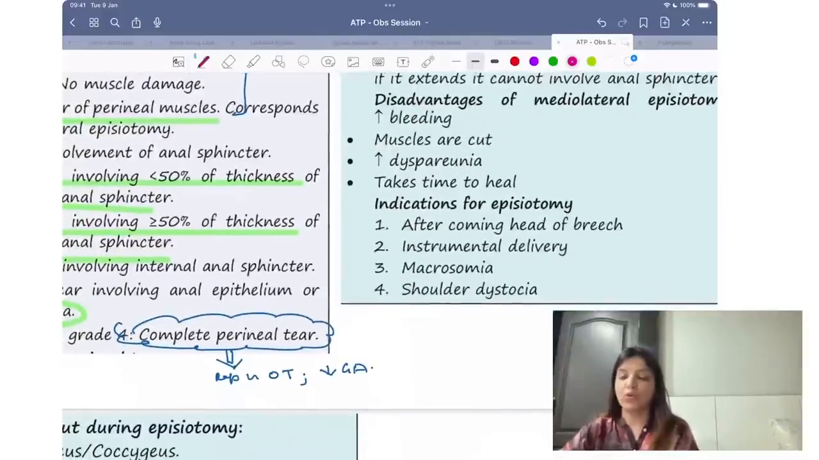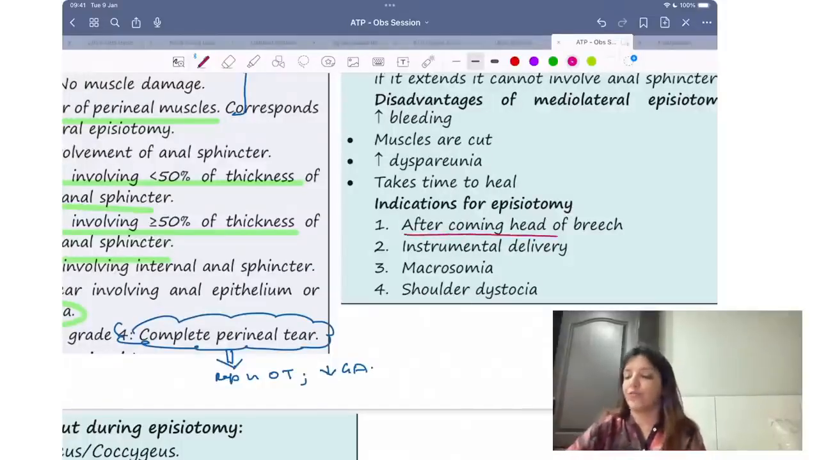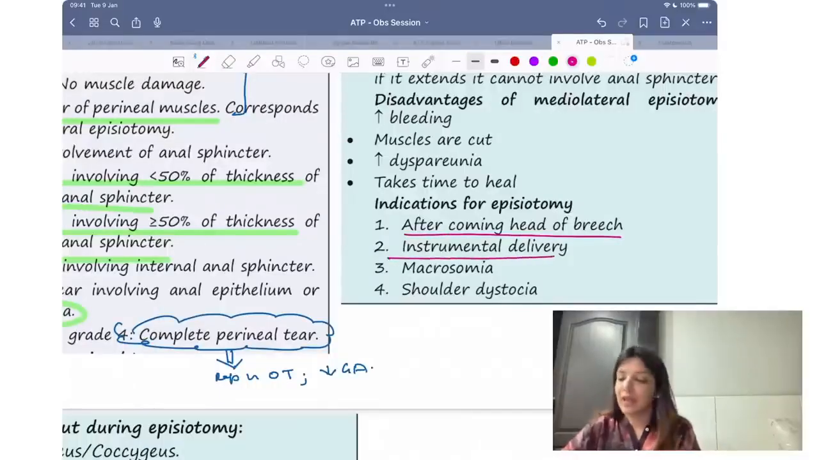Now, as I told you, WHO said that you should not be giving episiotomy in every female who is undergoing vaginal delivery. Episiotomy is not to be done in every female undergoing vaginal delivery. But where it is indicated, you have to do it. What are the indications? Indications are after-coming head of breech, instrumental delivery, macrosomia, shoulder dystocia. In all these you have to do it, right? Clear?